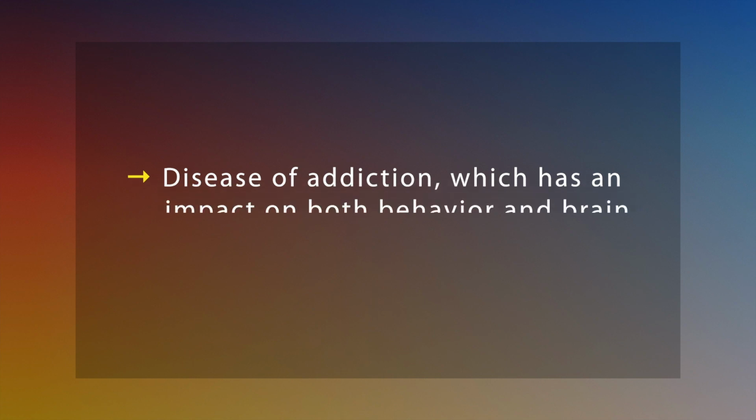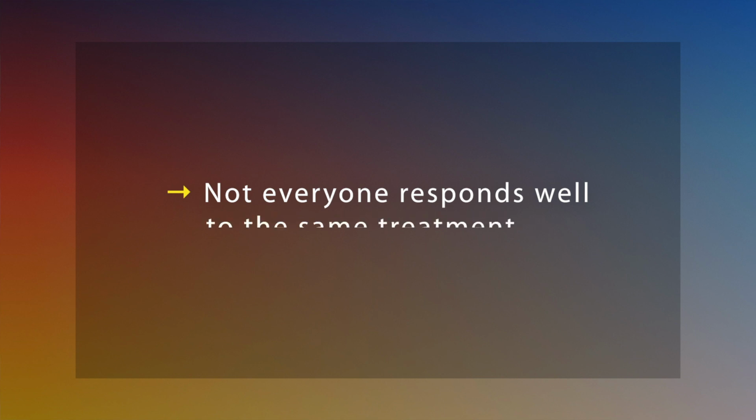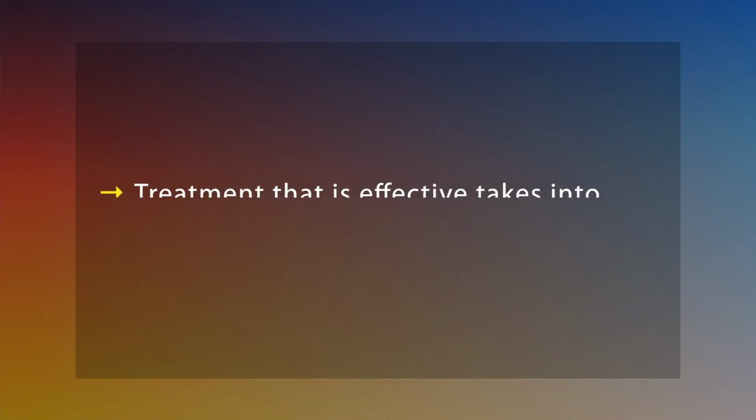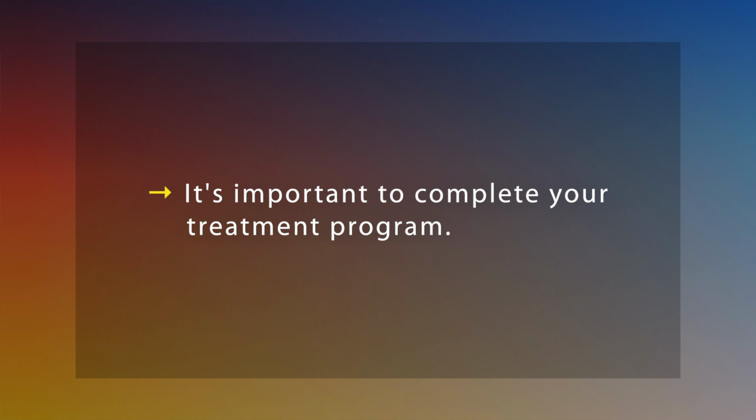Based on scientific research since the mid-1970s, the following key principles should form the basis of any effective treatment program. And the first principle is the disease of addiction, which has an impact on both behavior and brain function, is complex yet curable. Second principle states not everyone responds well to the same treatment, and people should have easy access to medical care. Next states, treatment that is effective takes into account the patient's overall requirements, not simply their drug usage. Another principle is, it's important to complete your treatment program.